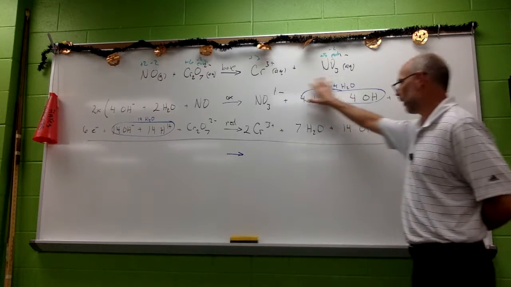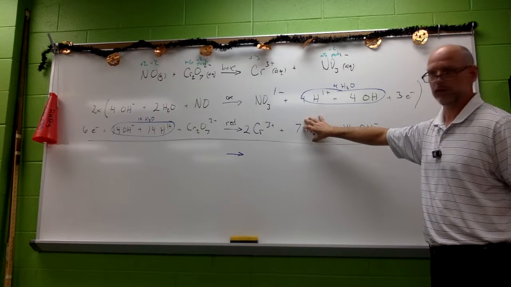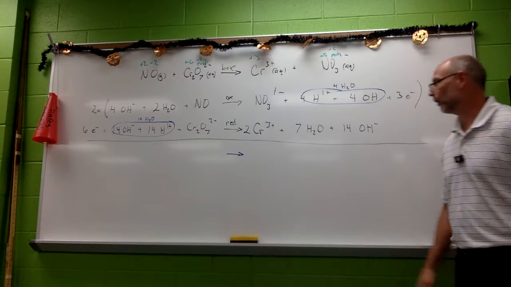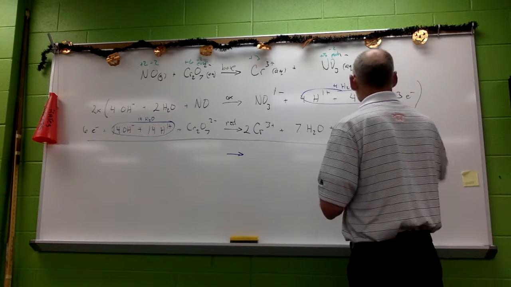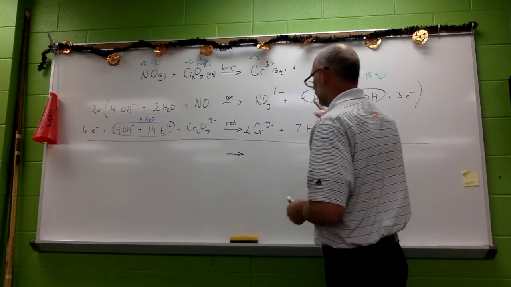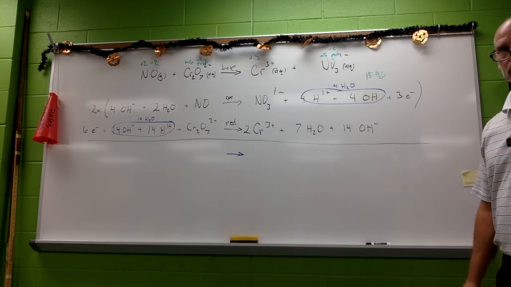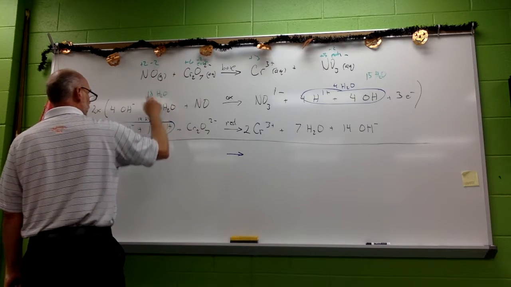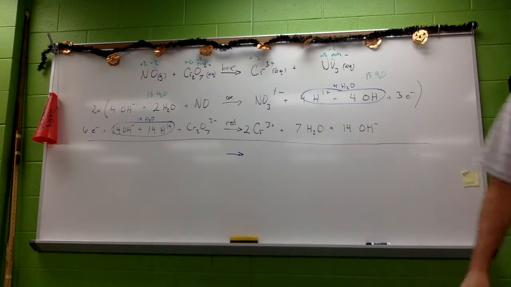On this side of the equation, there are 8 here, 5 here, or 7 here for a total of 15. Okay, because you got to multiply by 2. So we have 15 waters so far. Over here, how many waters do we have? Okay, so we have 4 here plus another 14 there. That's a total of 18.